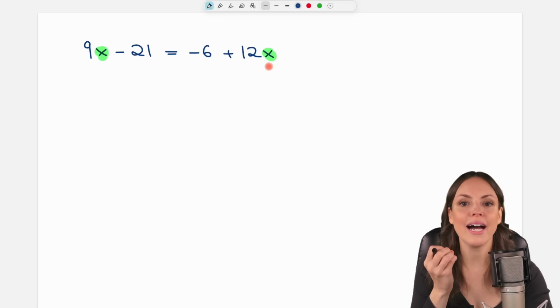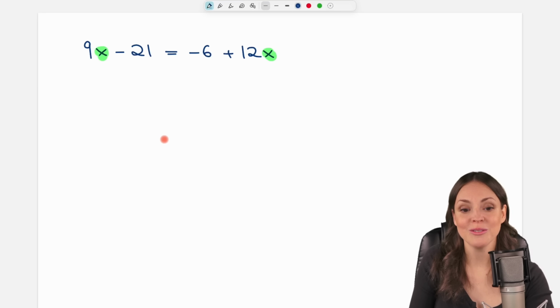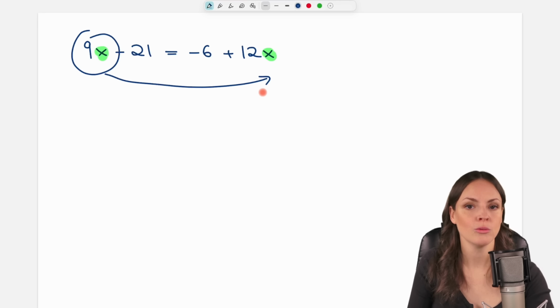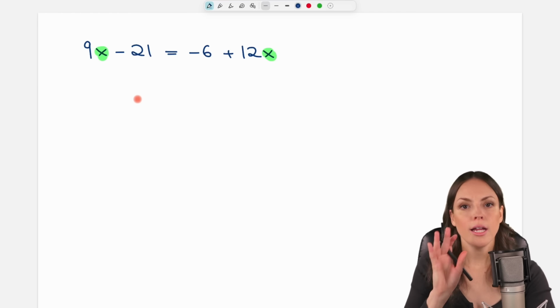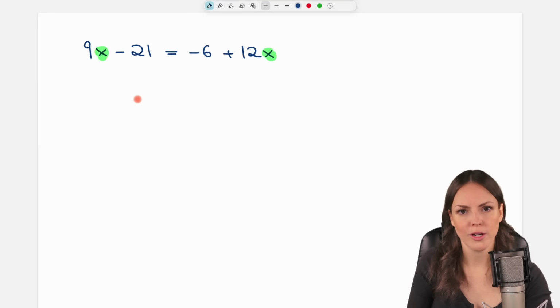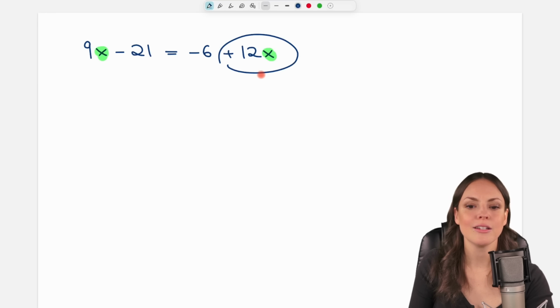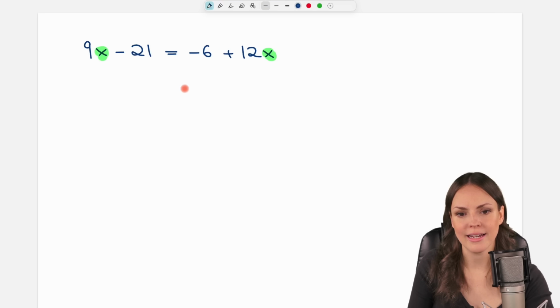I want to combine the x's because we know that at the very end we are only allowed to have x on one side of the equation. So either this part with x needs to go on this side, or this part with the x needs to go to the other side. It's your choice. You can do whatever you want, but I just prefer right now to take the 12x and put them to the other side.